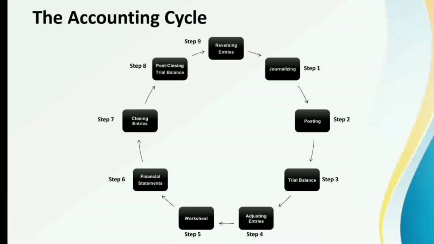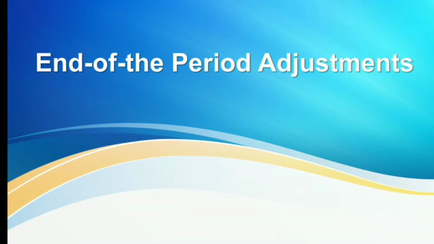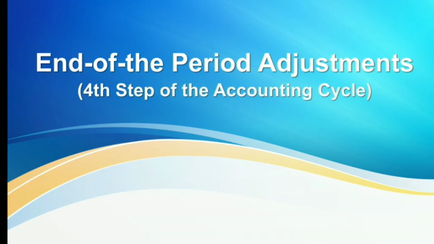Hey guys, so today we're going to discuss another step in the accounting cycle. So we're done with the journalizing, we're done with the posting, we're done with the trial balance. So now it's time for the adjusting entries to rack on. The adjusting entries or the end of the period adjustments is the fourth step of the accounting cycle.